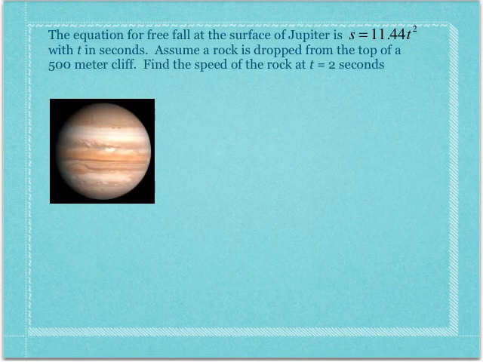Right here, and this is an application now of some of the slope and rate of change stuff that we have talked about. So here's an equation for free fall at the surface of Jupiter: s equals 11.44 t squared with t in seconds. Assume a rock is dropped from the top of a 500-meter cliff. Find the speed of that rock at 2 seconds. Again, the 500-meter cliff is a little bit irrelevant. We're mainly going to look at this equation right here.